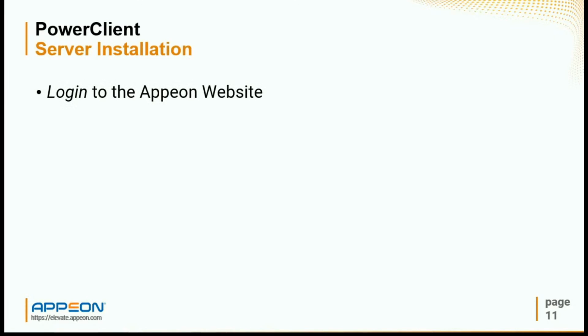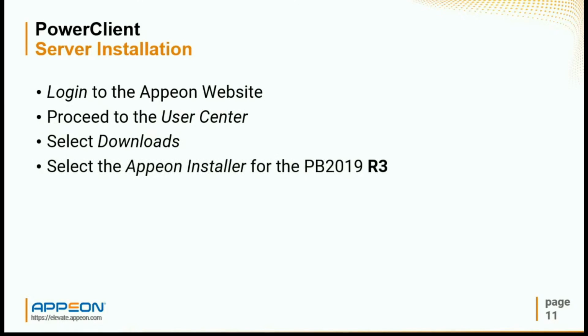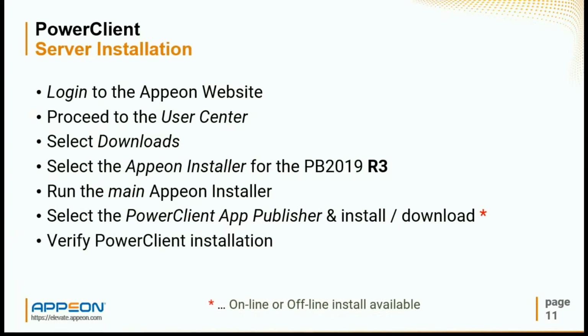You need to log into the Appeon website, proceed to the User Center, select Downloads, select the overall Appeon installer for PowerBuilder 2019 Revision 3, and then run the main Appeon installer. Select the PowerClient App Publisher feature. Notice you can do an online install or you can download the installation package. And then verify the PowerClient installation. Note for the download option, that's the offline install.